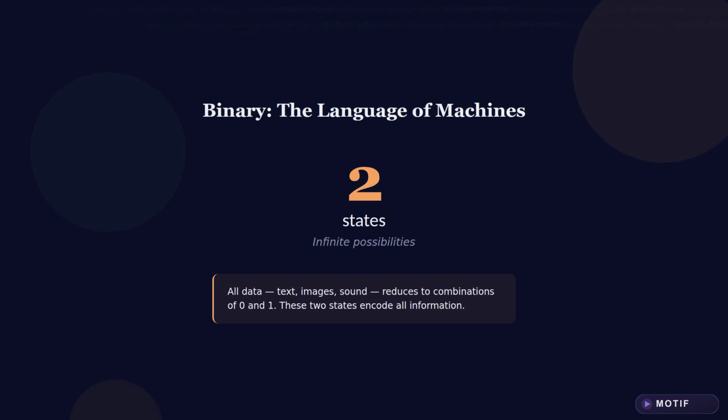A transistor is either on or off. A voltage is either high or low. From just two states, we encode all information: numbers, letters, colors, sound. Binary is not a limitation. It is the foundation upon which everything else is built.